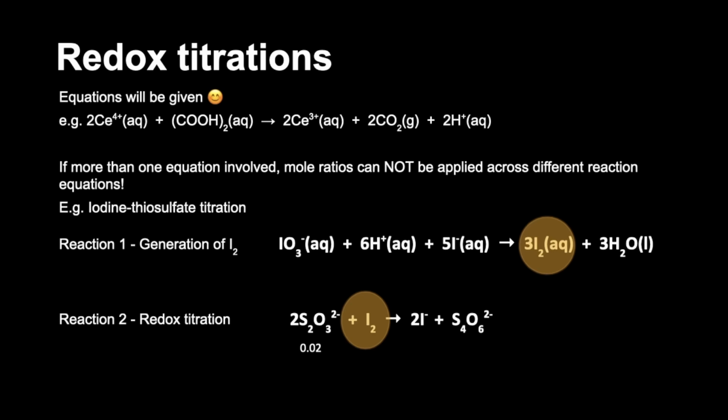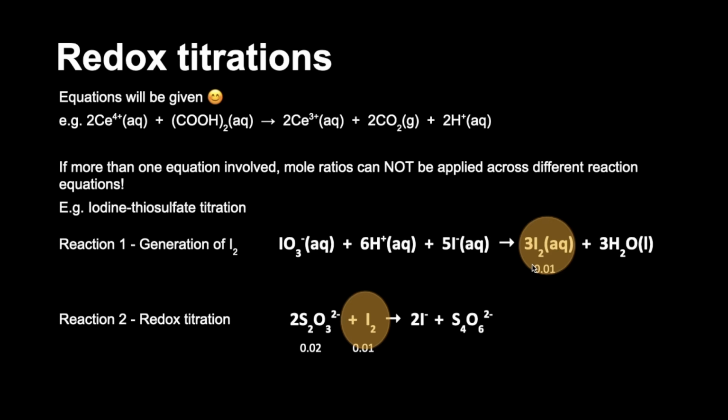So let's suppose you worked out that you've used 0.02 moles of thiosulfate in the titration. So obviously we're going to half that to get the moles of iodine. But look, that 0.01 has appeared here. Even though there's a 3 in front of that in the first equation, these are the same thing. So you can't apply a mole ratio across two separate reactions. So now we know the moles of iodine.